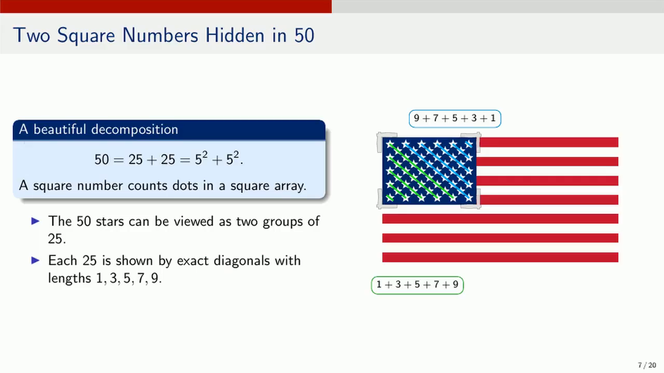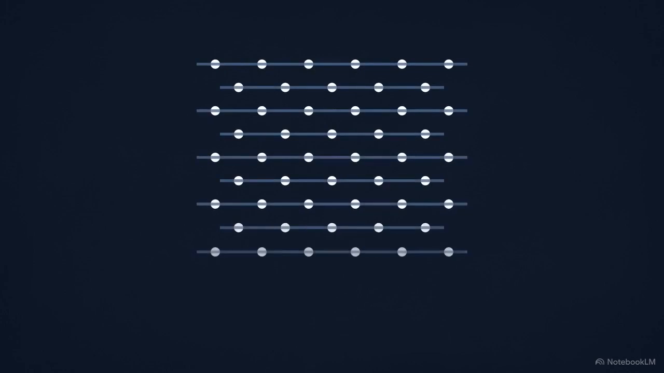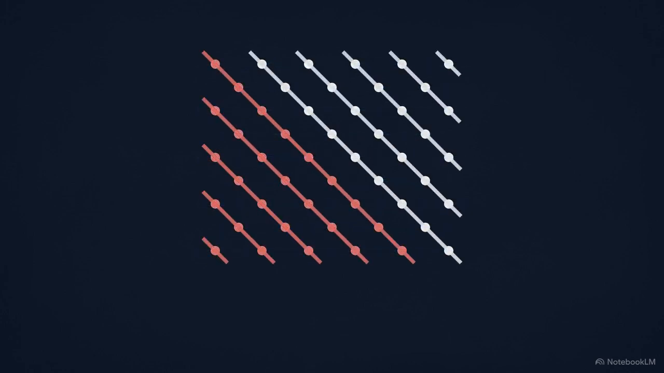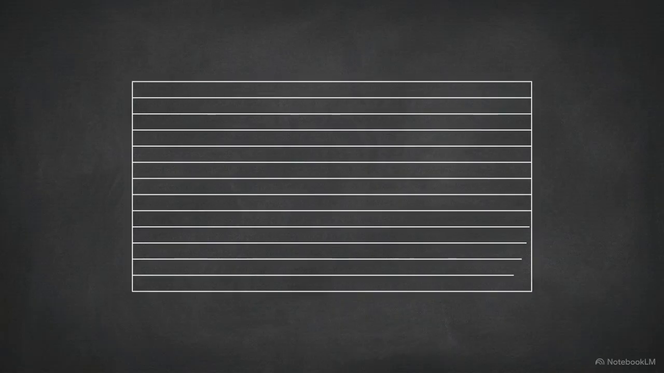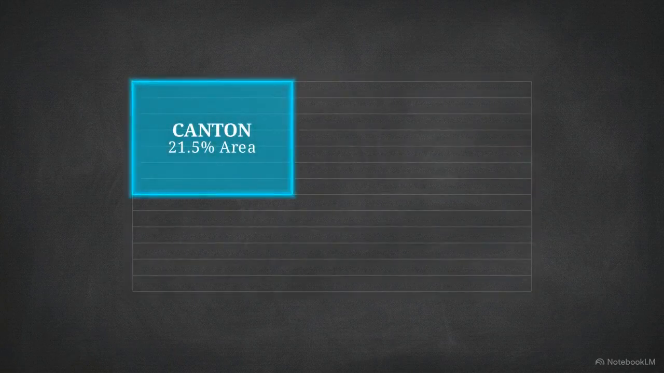This diagram of our diagonal groupings shows a clean geometric decomposition. The 50 stars are arranged mathematically as 5 squared plus 5 squared. Shifting our view from straight rows to slanted lines transforms a basic counting exercise into a clear demonstration of algebraic patterns. Let's test how these numerical models apply when finding 2-dimensional area proportions.